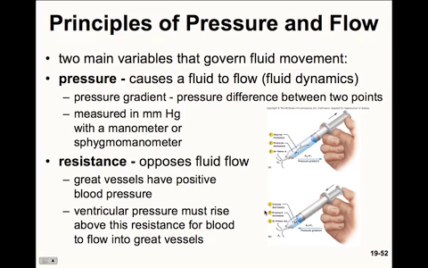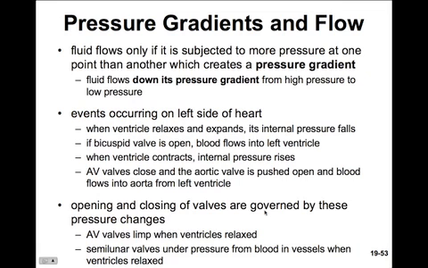The great vessels have a positive blood pressure, so the ventricular pressure has to rise above the pressure of the vessel in order to create a pressure differential and thus have blood flow into the great vessels. So the fluid is going to flow only if it's subjected to more pressure at one point than another. This creates the pressure gradient, and fluid will flow down its pressure gradient from high pressure to low pressure.